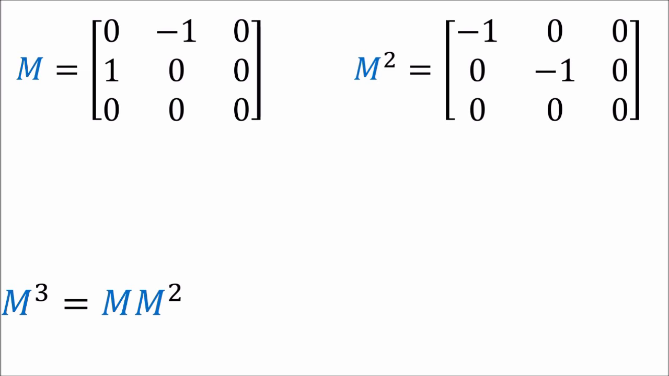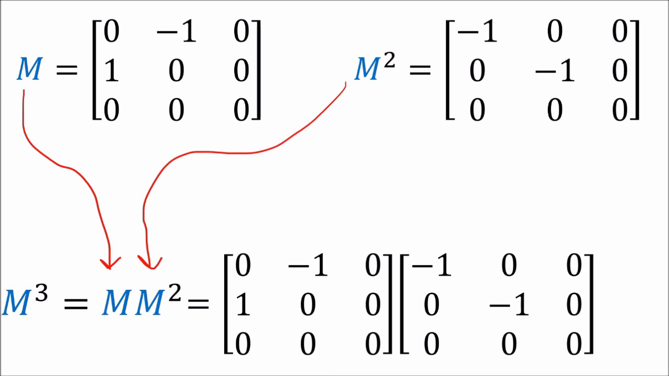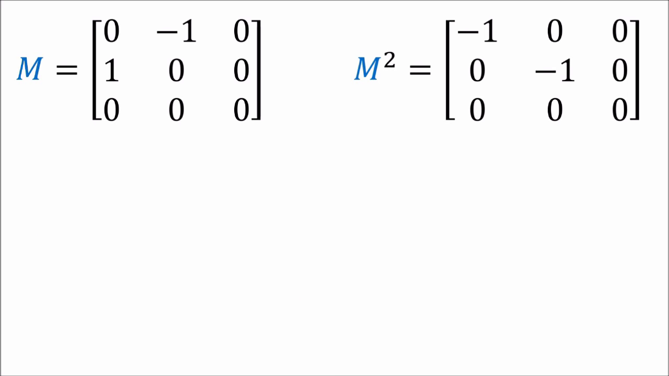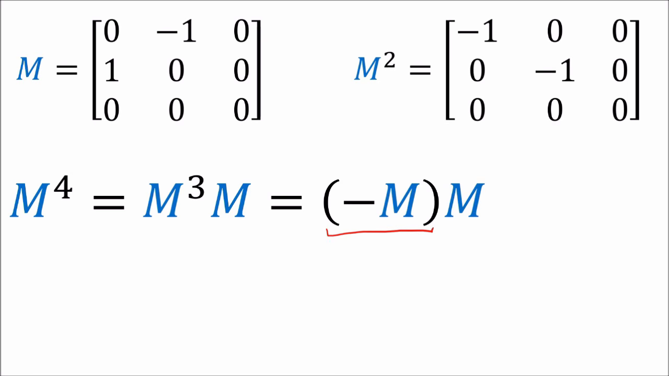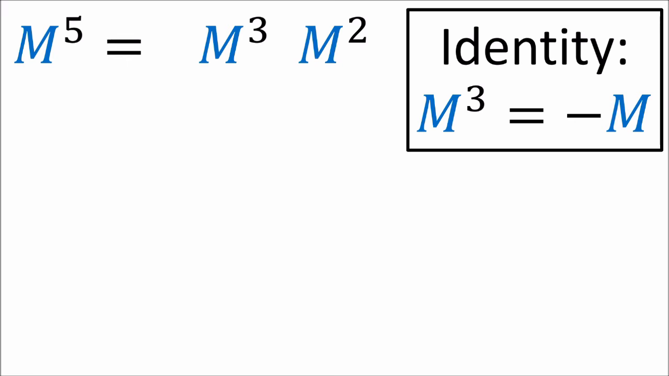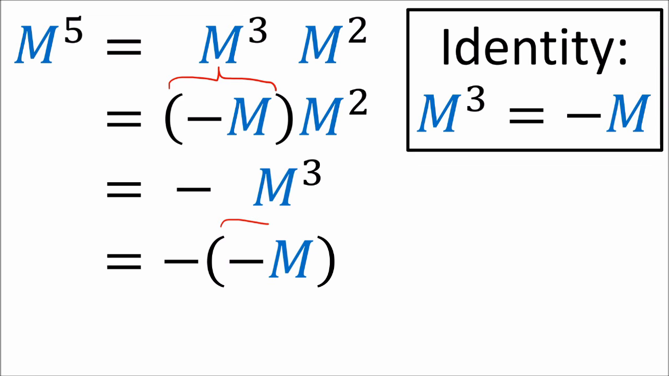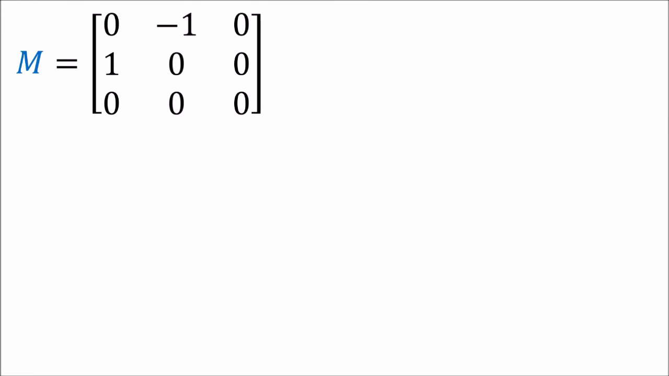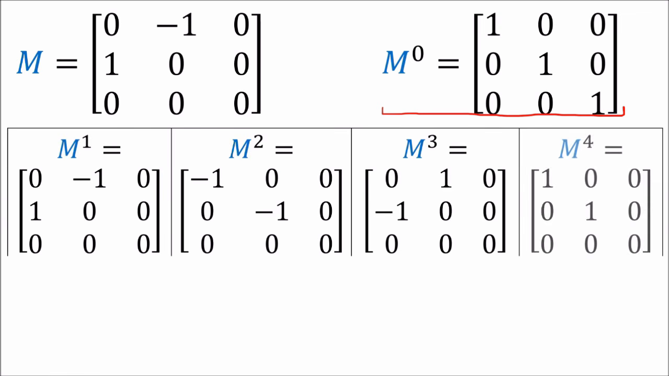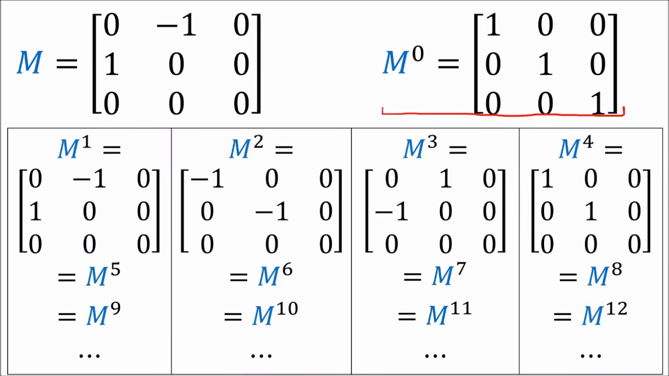M to the 3 just gives m times m squared, and after multiplying this out, we find the result is -m. M to the 4 is m to the 3 times m, which is just -m times m, or -m squared. And it turns out that m to the 5, after using some of the identities we've discovered, is just m. So this is where the cycle starts repeating in the Taylor series. So we take m to the 0 to be the identity matrix, and the next 4 powers of m just repeat in a cycle forever.